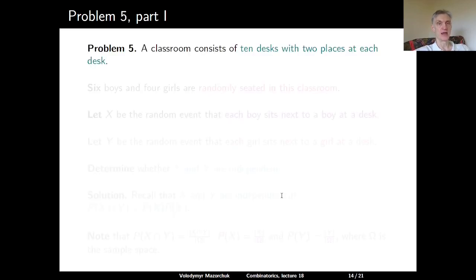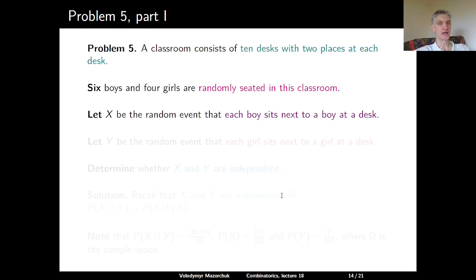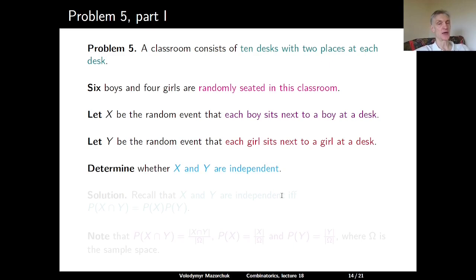Problem 5. A classroom consists of 10 desks with 2 places at each desk. 6 boys and 4 girls are randomly seated in this classroom. Let X be the random event that each boy sits next to a boy at a desk. Let Y be the random event that each girl sits next to a girl at a desk. Determine whether X and Y are independent.